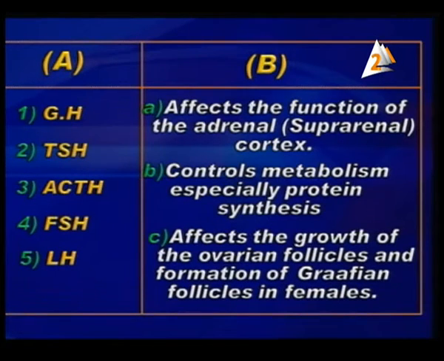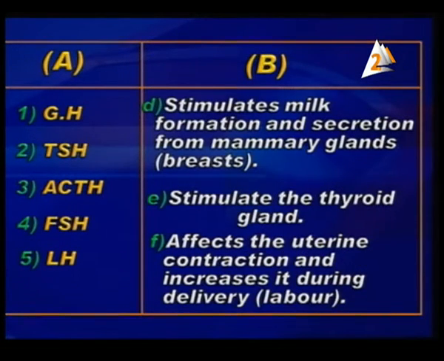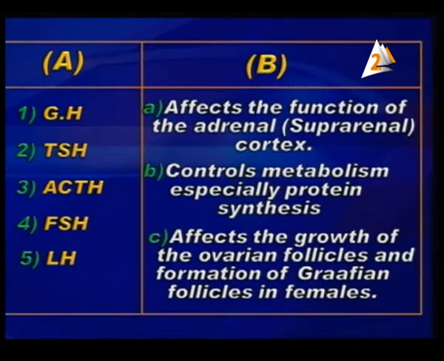First of all, the growth hormone. Which one? Yes, number B: controls metabolism, especially protein synthesis. TSH? Yes, number E: stimulates the thyroid gland. Number 3, ACTH? Yes, affects the function of the adrenal cortex. Number A.